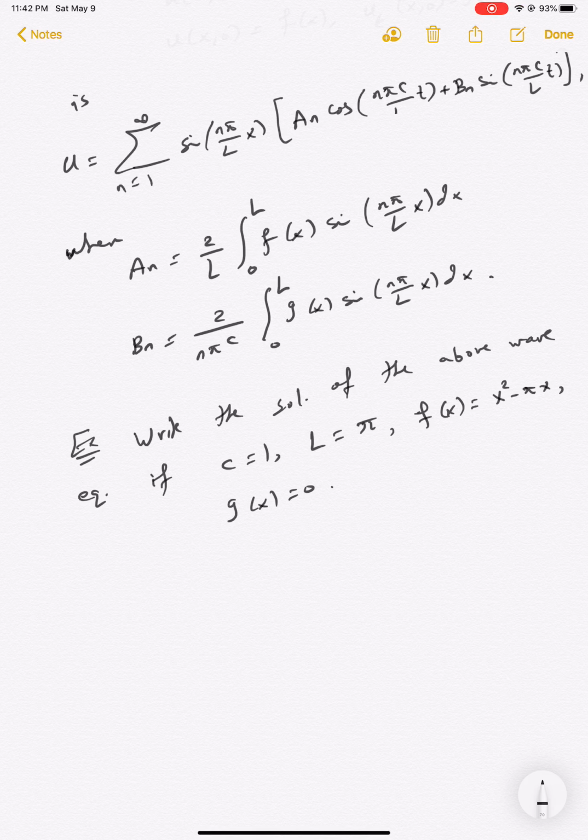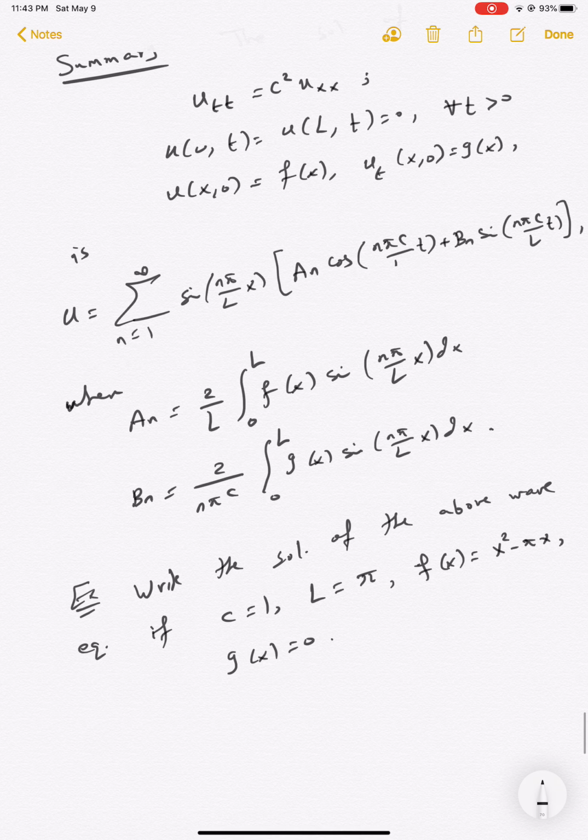So imagine you are given this. In practical problems, you will have the initial position, the initial velocity, the string length, and the c, because the c comes out of the elasticity coefficient, which is known for any particular string. If you have these parameters, how do you find the solution? This is the u, but all you need to find before writing the u is the an and the bn.